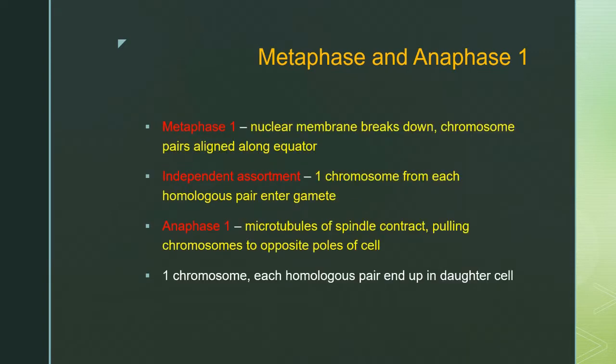We'll now move on to metaphase and anaphase 1. Metaphase 1 is when the nuclear membrane will break down and the chromosome pairs will be aligned along the equator, just like in mitosis. The independent assortment may then occur, and this is where 1 chromosome from each homologous pair will enter the gamete. Anaphase 1 will then follow this, and this is where the microtubules of the spindle will contract, pulling the chromosomes to the opposite poles of the cell. Now with 1 chromosome, each homologous pair will end up in a daughter cell.